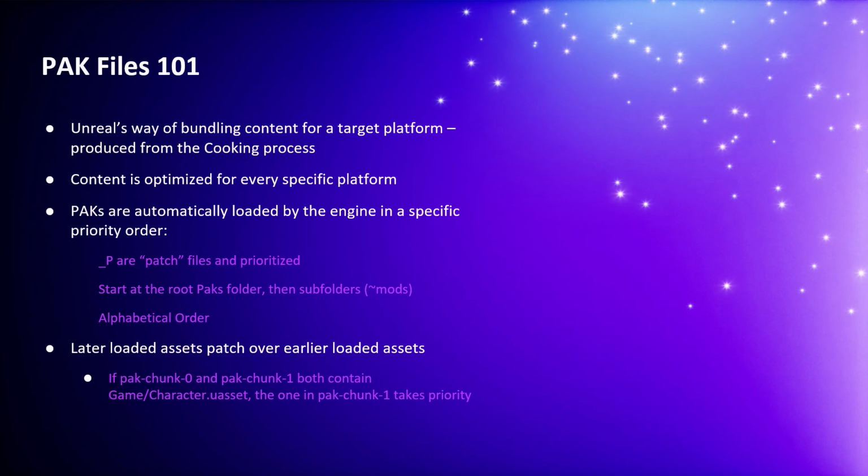This is a slight oversimplification of how pack files are loaded. There is a more complicated internal priority system, but loosely speaking, any pack file that ends with _p is a patch pack file that's prioritized for loading by the engine. Then basically the engine will start at the root packs folder, iterate through all of the pack file chunks in there and then all the subfolders, and load all of that content loosely in pack alphabetical order. That means the Just Hack It Together crew can override content, because anything that's looked at later patches over an earlier looked-at asset. As an example, if pack chunk 0 and pack chunk 1 both have an asset at game/character.uasset, the one in pack chunk 1 takes priority.